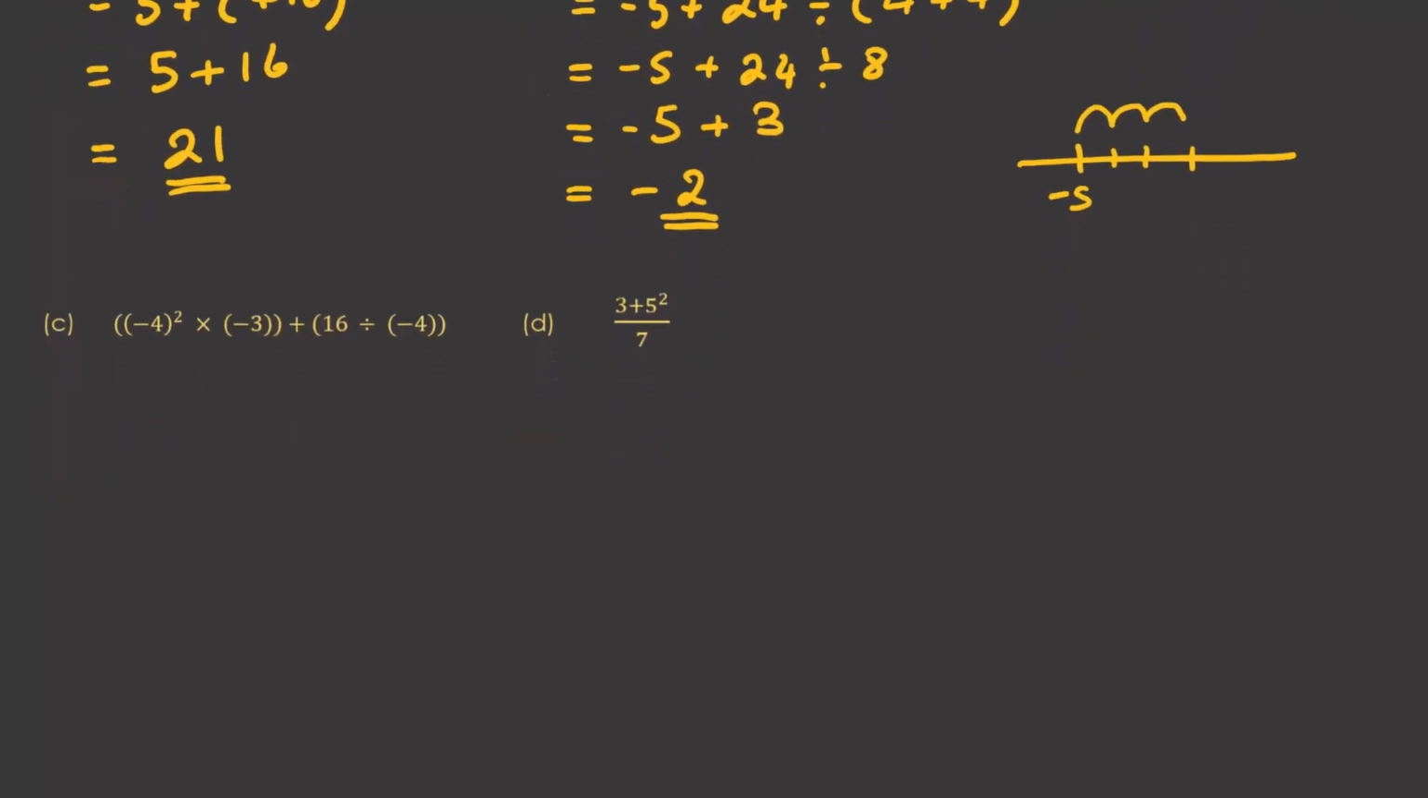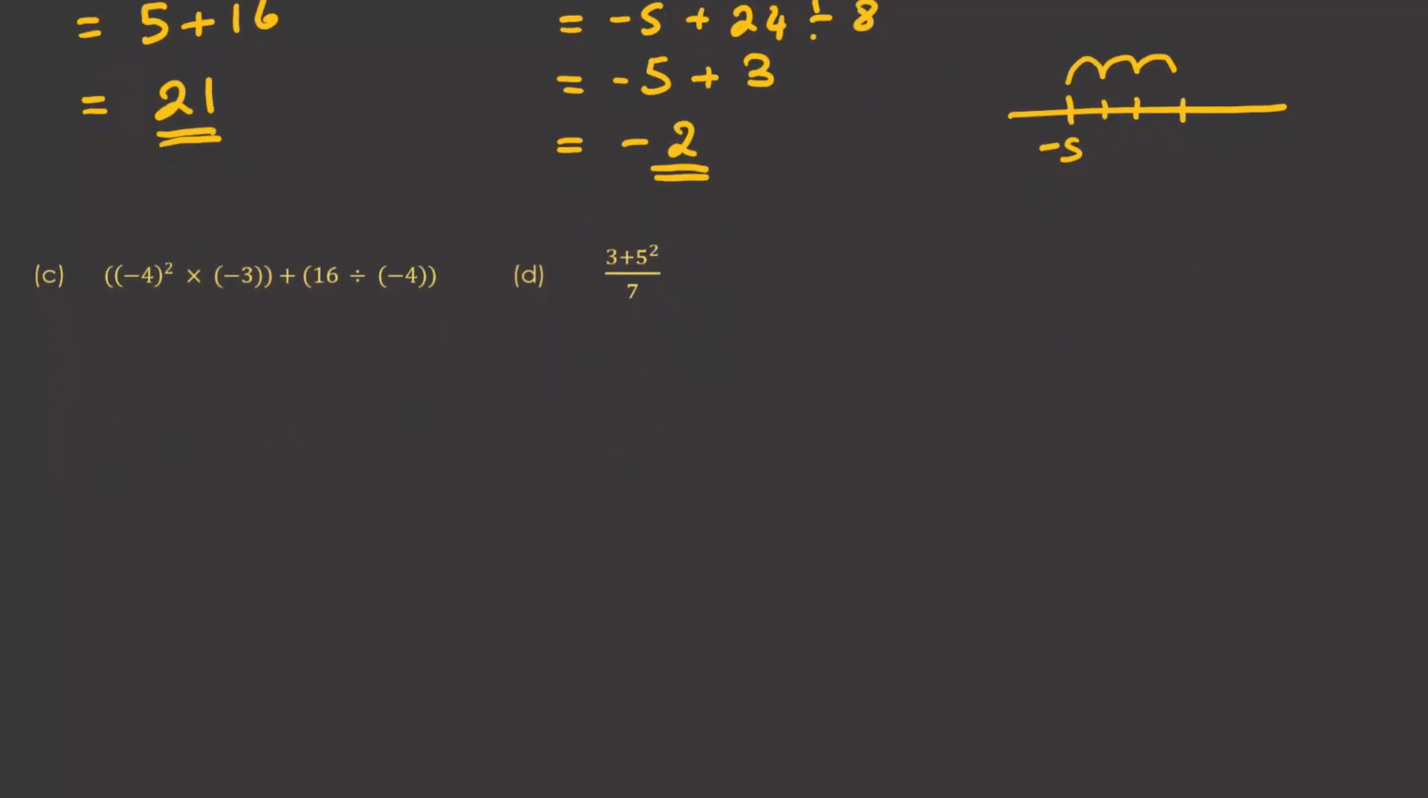Now this next one has got a lot of things involved. So we've got an outside bracket here and here. And we've got an outside bracket here and here. So inside this bracket, we've got a multiplication, we've got indices. Indices get done first. So -4 times -4. Negative times a negative is a positive, so that's going to be 16. And then we're multiplying by -3.